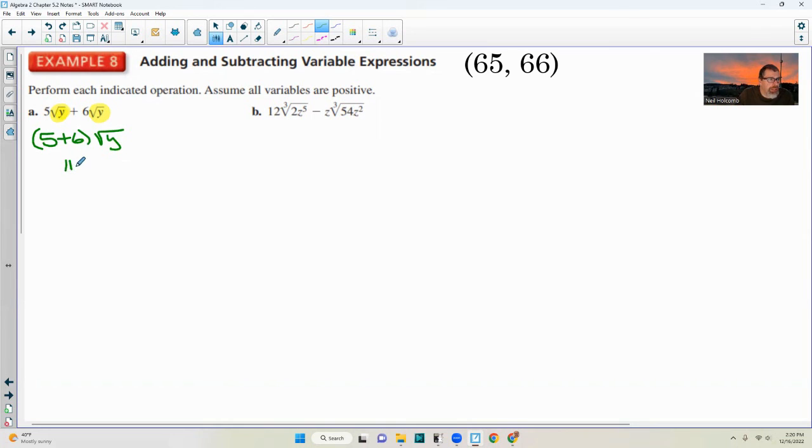5 plus 6 is 11 square root y. And we're done. That's it. It is as simple as that.